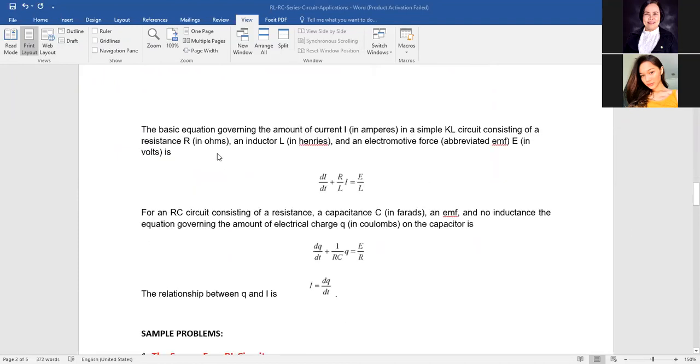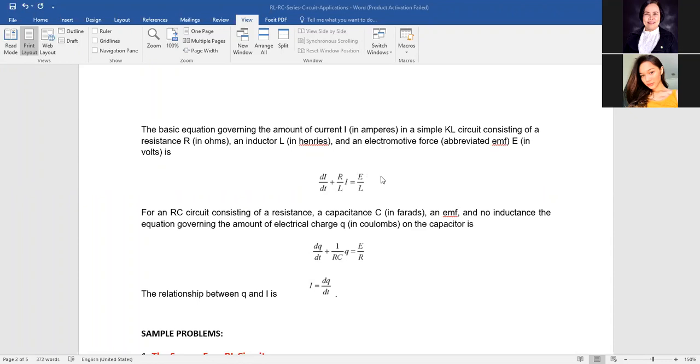Now, the basic equation governing a circuit which has the inductor and the resistor is the one that you are seeing here. So you have the current I in amperes, and you have a circuit which has an electrical potential of E. In some circuits, this is, as I've said, in terms of the sine and cosine function, and in some it is a simple constant in the case of the DC circuit.